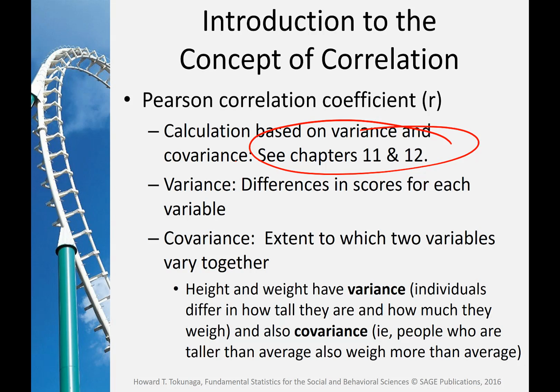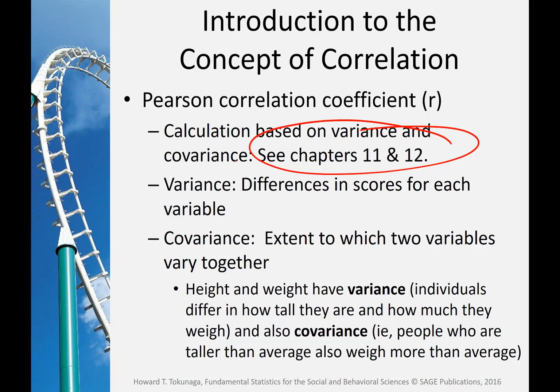So variance, we've dealt with before from chapter 4. Variance is the difference in the scores for each variable. And that just shows how they vary. Covariance is the idea that two variables can, because they're correlated, share variance and move together. And this is the best example I've ever seen to help explain the difference between variance and covariance.